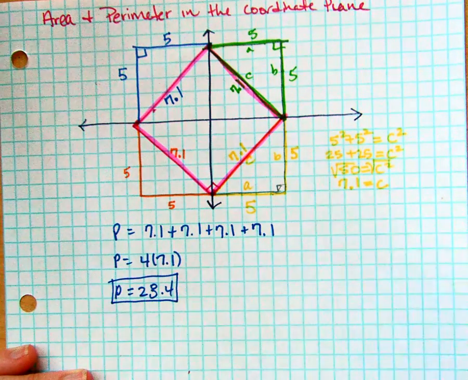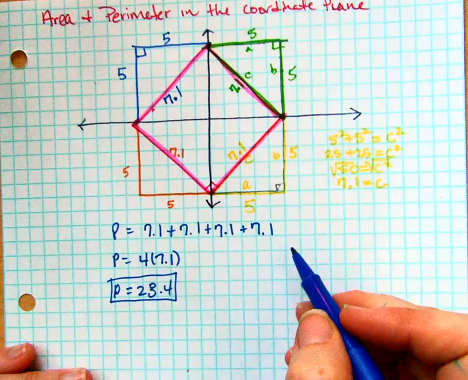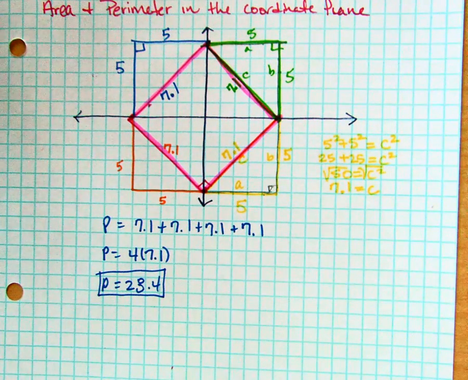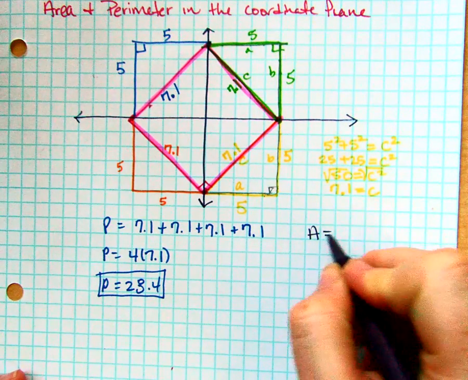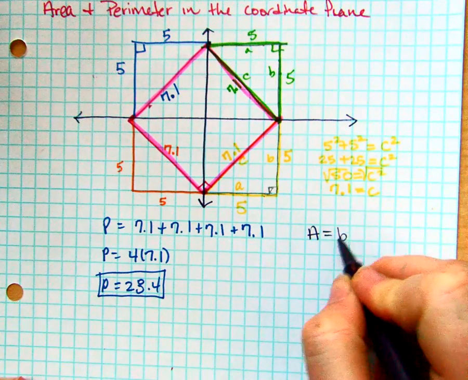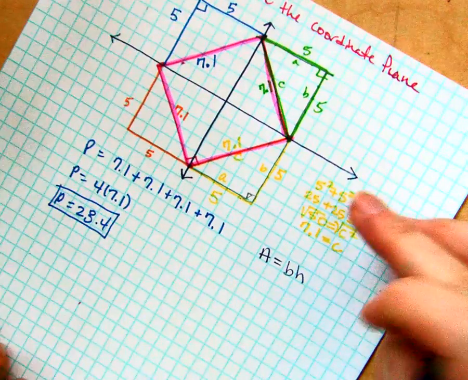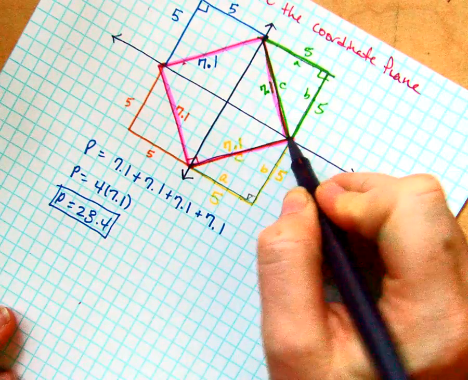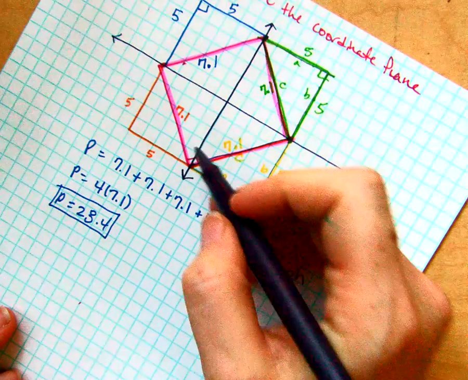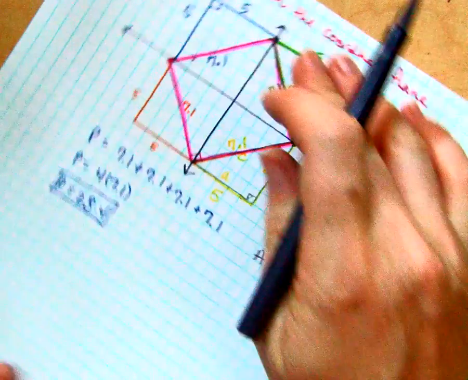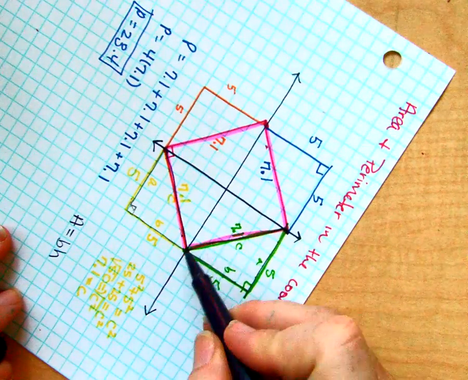Okay. But if it's not asking for perimeter and it's asking for the area of this figure, so let's say it wants the area. Well, to find the area of this figure, it's going to be base times height. Well, I just need to pick a base. So because this is the base, if I tilt the picture, this is the base, this is the height.